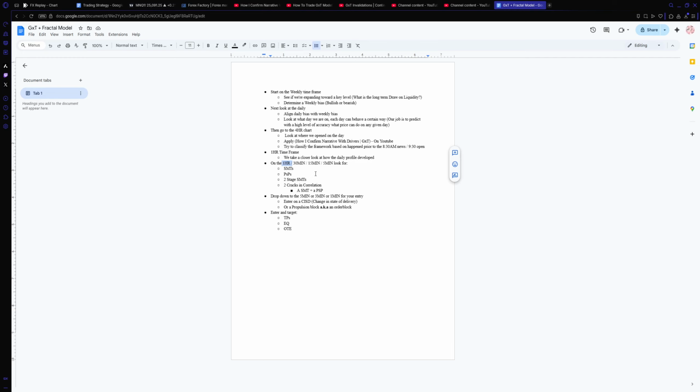You might not really know what's going on in the 1 minute. So maybe having a more bird's eye view from the 5 or 3 minute might be beneficial. And yeah, so then you're just waiting for a change in state of delivery on these time frames. And then you could potentially look to enter if all your confluences have lined up.